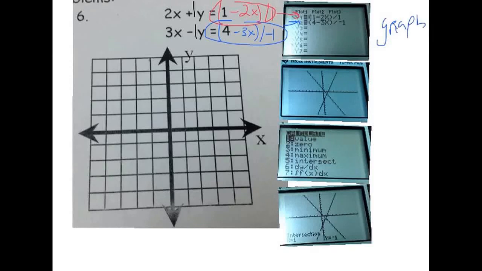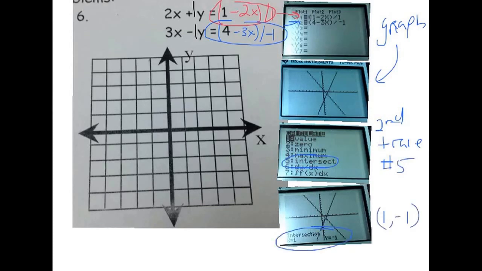We push graph. This pops up. We push second trace. We're looking for an intersection, so we do number 5, and it spits out our answer right there, 1, negative 1, and that is the answer to that system of equations.